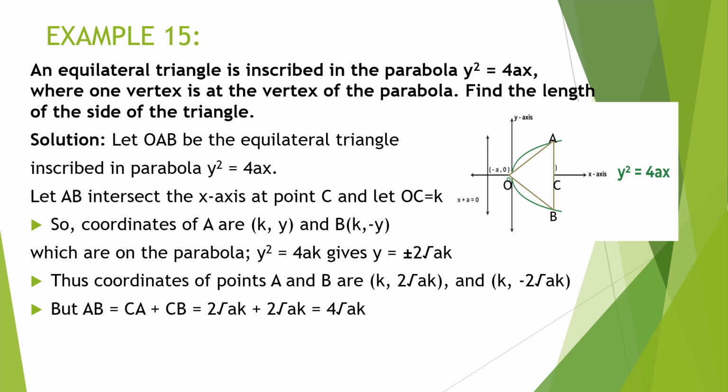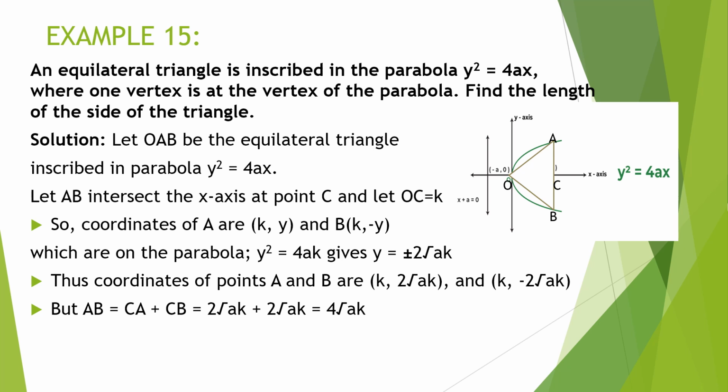Let AB intersect the x-axis at the point C and let OC equal to k. We have defined the distance of the point C from the origin O as k. Correct? So now coordinates of A will be, x coordinate will be k and y coordinate is say y. Similarly, coordinates of B will be, x coordinate will definitely be k, and what will be y? Y coordinate will be minus y.